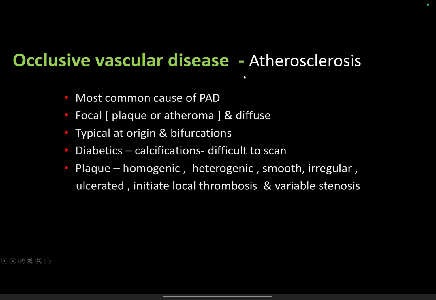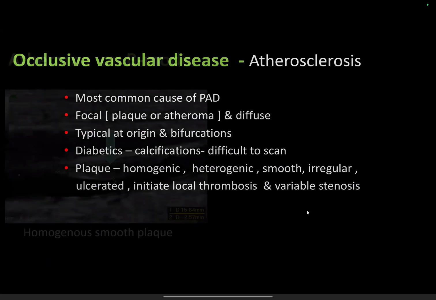Now coming to another entity of vascular occlusive disease, atherosclerosis is most common. There can be focal thickening or there can be diffuse atherosclerosis. Focal thickening is known as plaque or atheroma. It is seen most commonly at origins and bifurcations. Diabetes is again a predisposing factor. Calcification is more common in the media of the vessels, casting shadowing, and it causes difficulty in scanning of the arteries. Now plaque or focal plaque can be homogenic, heterogenic, smooth, irregular, ulcerated. If it is ulcerated, it can initiate local thrombosis and it can initiate variable degree of stenosis.